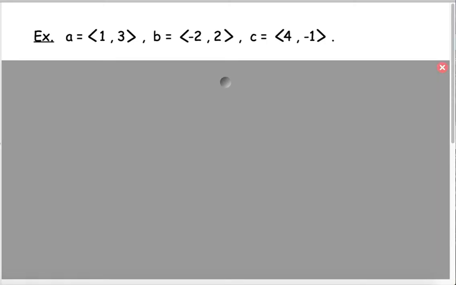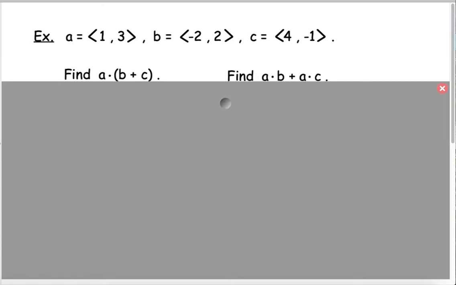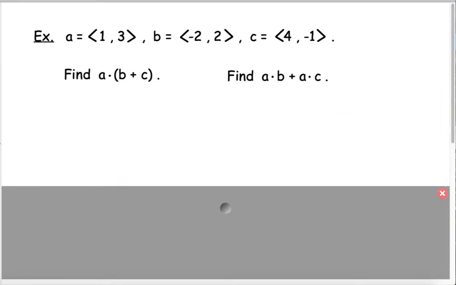All right, let's kick it up a notch. What if we have these three vectors? I want you to do two calculations. And go ahead and hit pause while you work these out. All right, let's do the first one. We have vector A dot, and this is where I'll draw an arrow here.